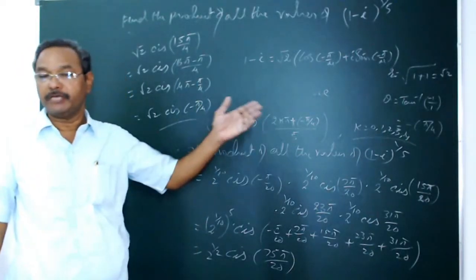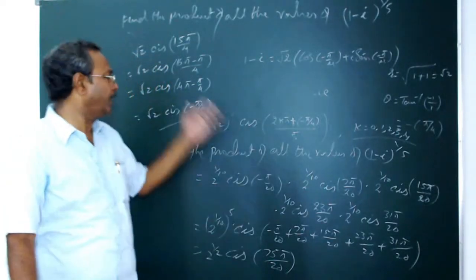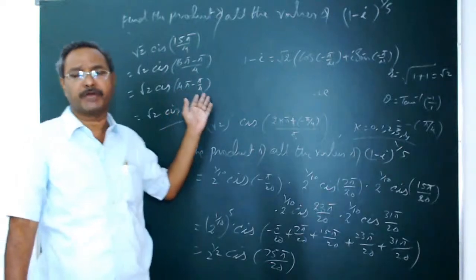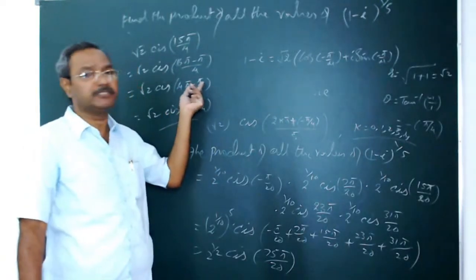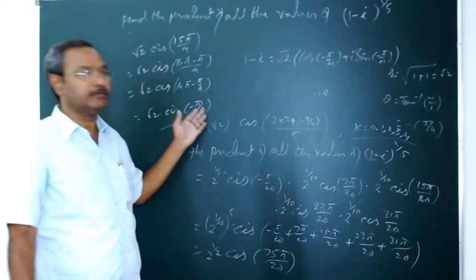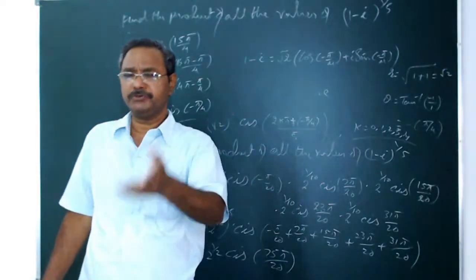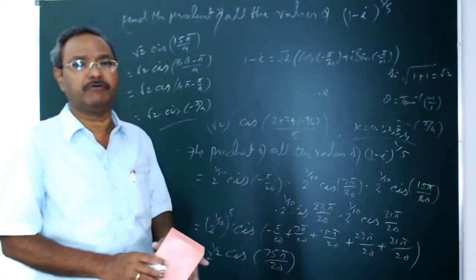Both cosine function and sine function are periodic functions of period 2 pi. So you can add and subtract 2 pi any number of times. For the fixed angle, that is minus pi by 4, the value will not change. So this is the value. And you know what is cos minus pi by 4 or sin minus pi by 4? You can substitute and simplify. You will get the required.